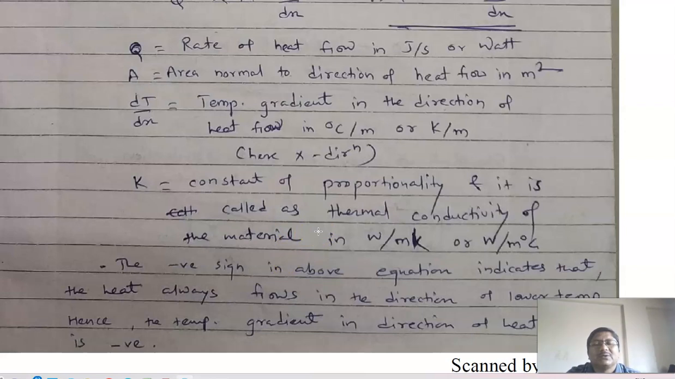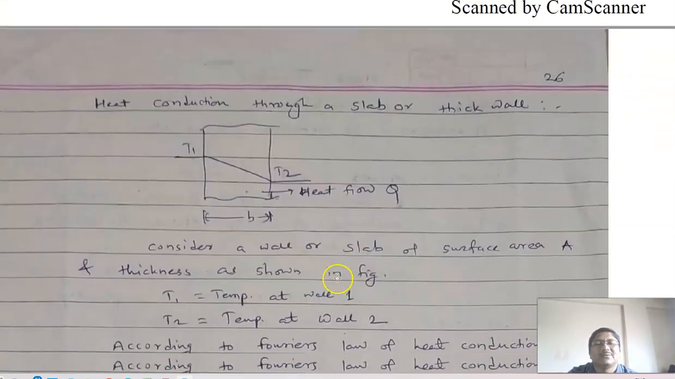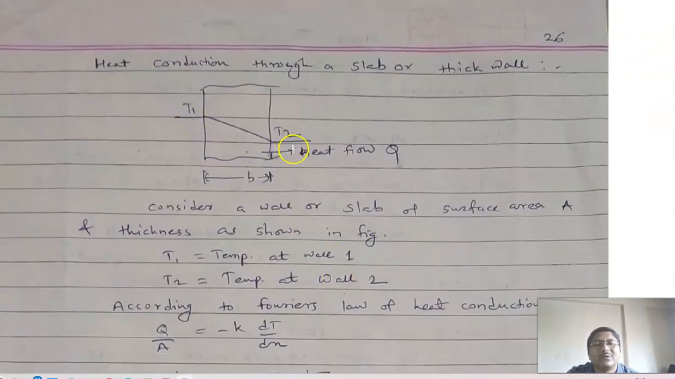The negative sign in the above equation indicates that the heat always flows in the direction of lower temperature, from the high temperature to the low temperature. So the temperature gradient in the direction of the heat flow is negative. That's why the sign is negative. You can observe here T1 to T2, so temperature is decreasing. That's why in the equation, Q equal to minus K A dT by dx.